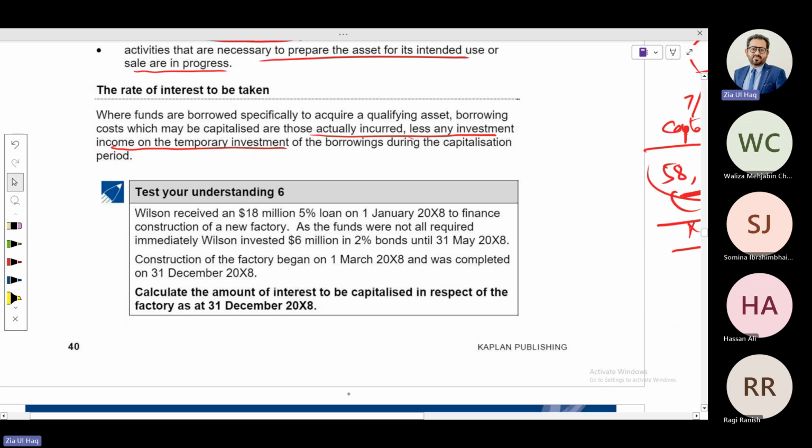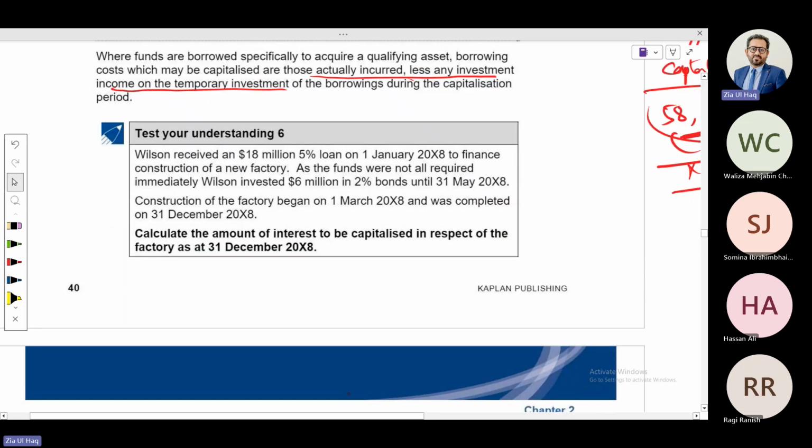So, test your understanding 6. Wilson received an 18 million 5% loan on 1st January 20x8. So on 1st January 20x8, the company received an 18 million loan and the interest is 5%. What's the annual interest rate? If we calculate figures in thousands, 18,000 into 5%, the annual interest is 900. So this is the complete year interest.